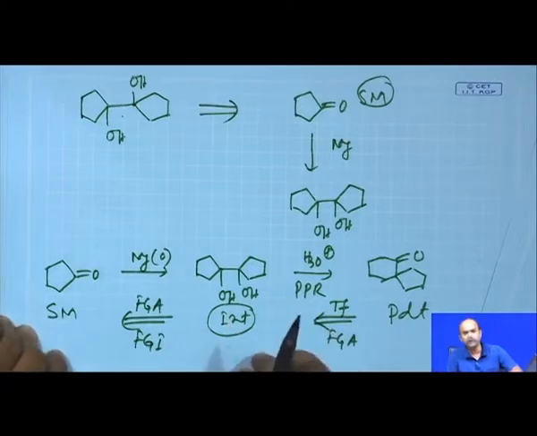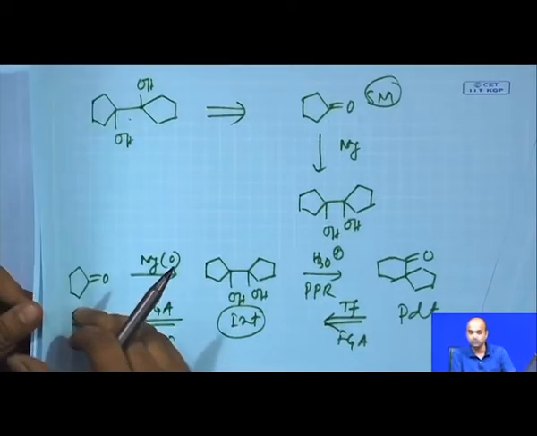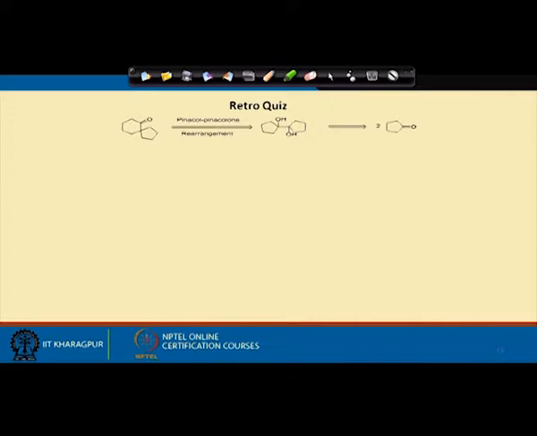So, this is the simplified version of a retrosynthetic pathway we will try to follow throughout our discussion, and that should not be too complicated. We will try to exercise this practice throughout our coursework.